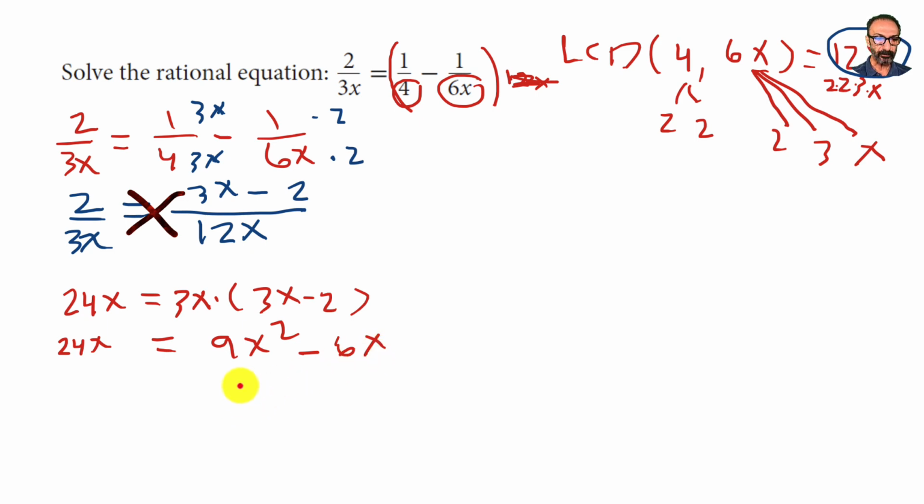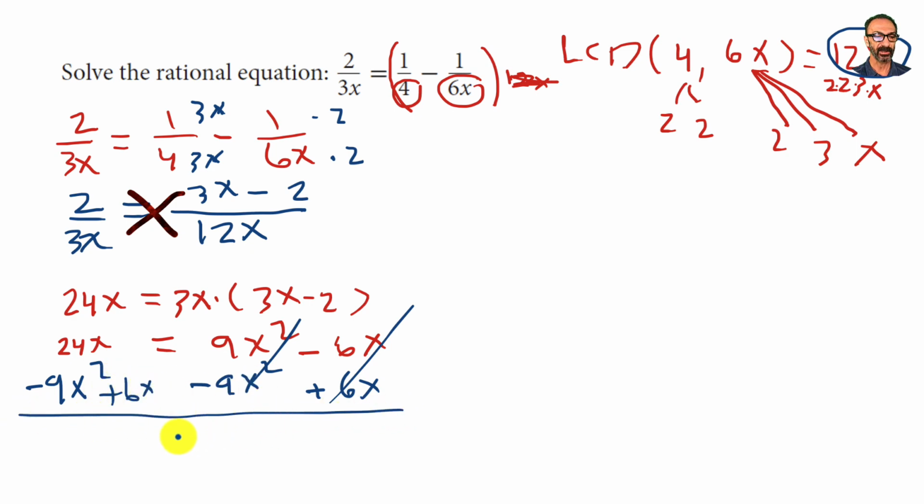Now, having everything on one side, I'm gonna subtract 9x to the second. I'm gonna add 6x to cancel this and cancel this. Of course, I have to do it on the left side too: minus 9x to the second and plus 6x to keep it balanced. And this is how we do math. We just have to keep it balanced. Left hand side, I have 24x plus 6x, which is 30x minus 9x to the second, and right hand side is just 0. So I have everything on the left.